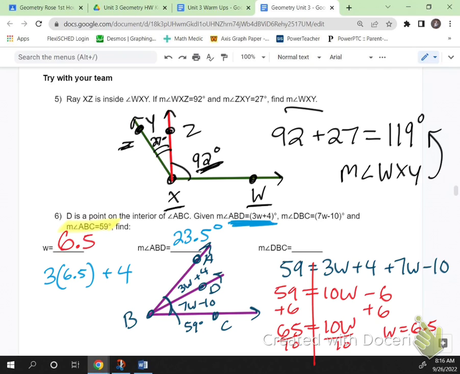And notice that this has a degree label because we're talking about an angle. We're going to do a very similar thing for DBC. 7 times my value of W minus 10. When I solve that, we should have gotten about 35.5 degrees. So there's a difference between solving for a variable algebraically and then finding the degree measure later. What questions do you have? 6 is lots of steps, but very similar to test questions. What questions do you have?